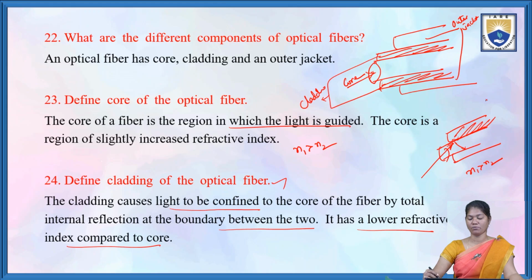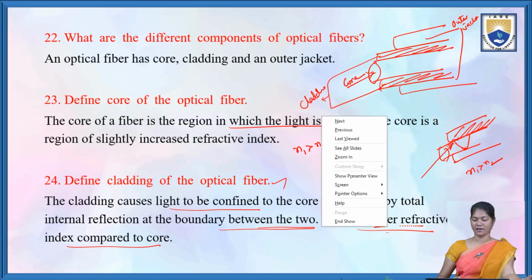When it hits at the bottom, there also it encounters the interface of core and cladding. So again it is reflected back into the same medium. Like that, total internal reflection occurs at the boundaries between the core and cladding. The cladding has a lower refractive index compared to the core. That's why n1 is greater than n2.